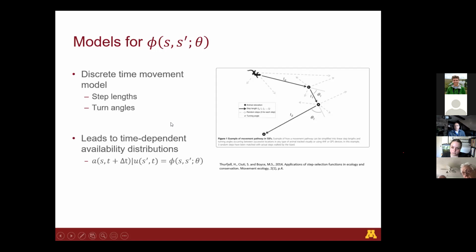This leads to time-dependent availability distributions, where we model the availability of habitat, say 15 minutes from now, given where you are currently. And that's done by this movement kernel parameterized in terms of a step length distribution and a turn angle distribution. One thing that's important to note is that this approach requires that observations are equally spaced in time. That'll often be the case if you're collecting data using GPS collars, which are typically programmed, say, to collect observations every 15 minutes or every hour. It's up to the user, but usually we'll have observations collected equally spaced in time.